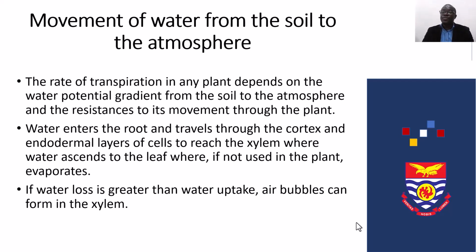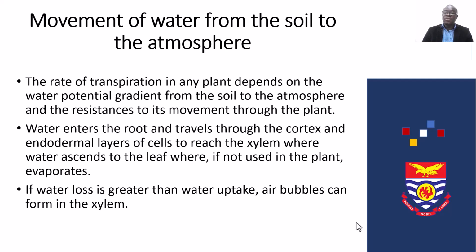The rate of transpiration in any plant depends on the water potential gradient from the soil to the atmosphere and the resistances to its movement through the plant. Water enters the roots and travels through the cortex and endodermal layers of cells to reach the xylem, where water ascends to the leaf. If not used in the plant, it evaporates.